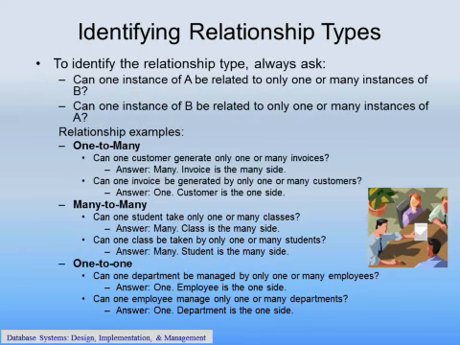As you translate business rules into design components, you must continue to ask and answer the right questions. For example, for a business rule to properly identify a relationship type, you must answer two questions. Can one instance of A be related to only one or many instances of B? Can one instance of B be related to only one or many instances of A? For example, can a single customer generate only one invoice or many invoices? And can a single invoice be generated by only one customer or by many customers?